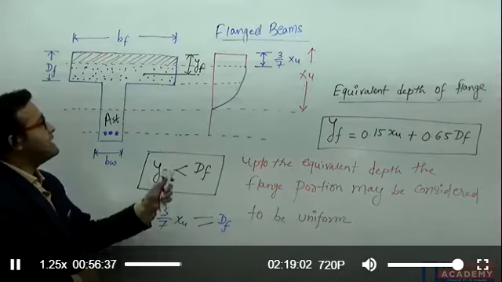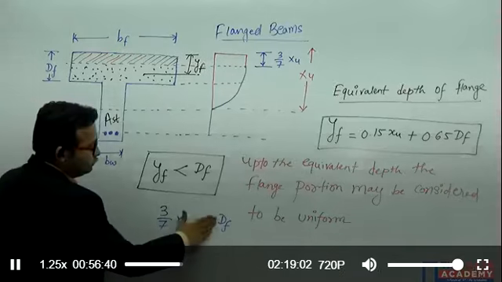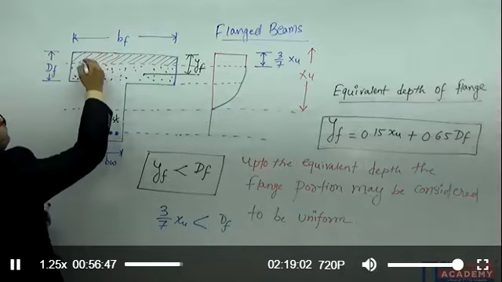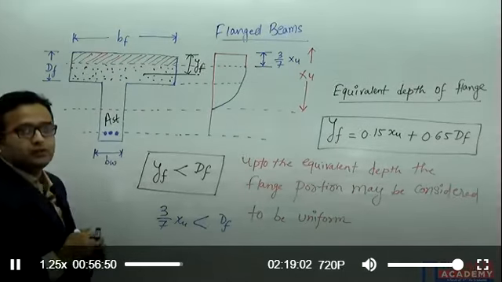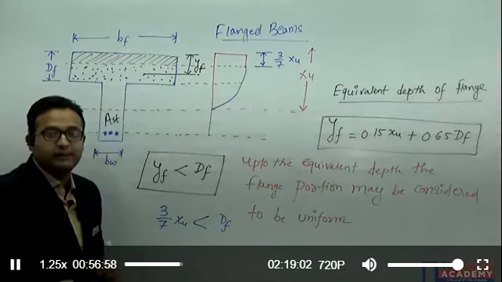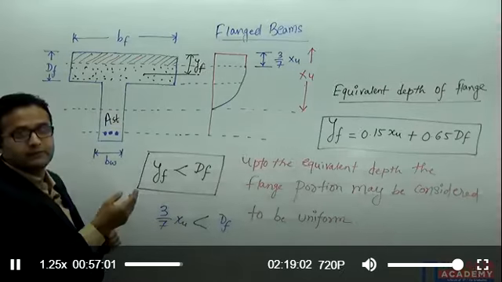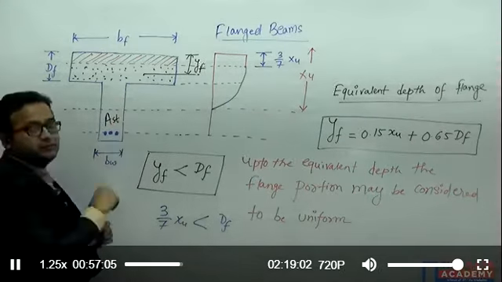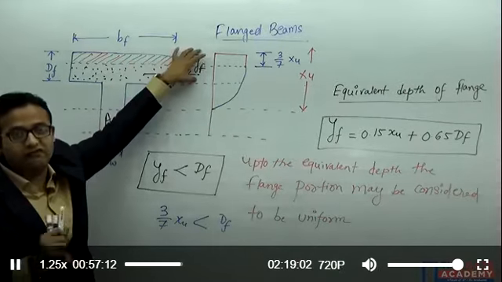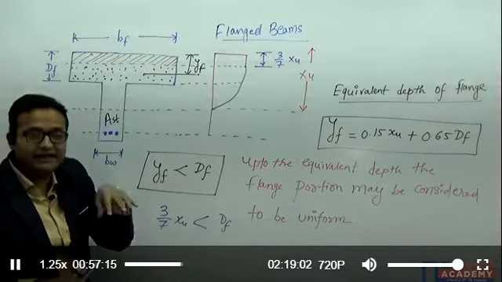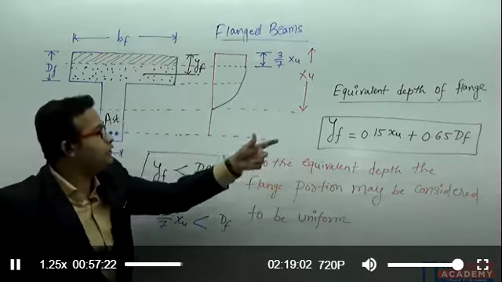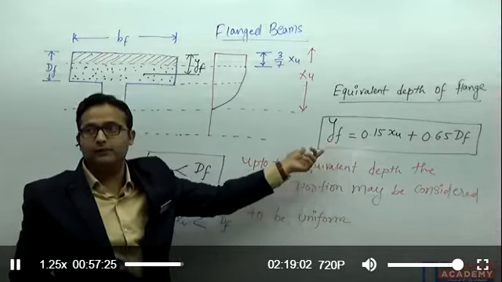But here what problem I am facing? I am facing the problem of your 3 by 7 of XU is less than depth of flange. So only this red color portion is uniformly stressed, and below that it is not uniformly stressed, means the parabolic portion is coming. If I want to analyze this total figure, I need to consider the total depth of the flange, right? But the total depth of the flange is not uniformly stressed. So what I did here, I found a depth where I can consider my flange to be uniformly stressed. So I have considered one depth YF, and this is the formula given in the code.